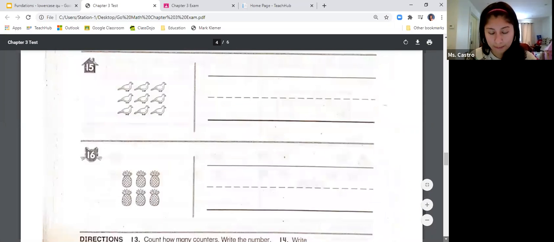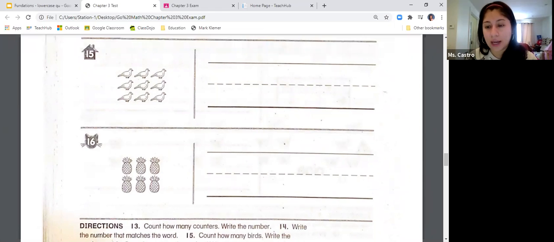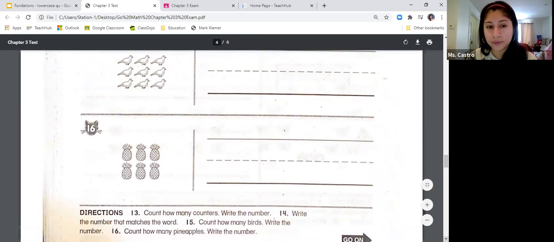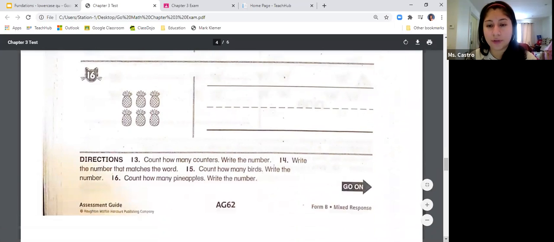Number 16. The pineapples. They would like for you to count the pineapples and then write the number on the line. Okay, so count, label the pineapples, and then write how many pineapples you have on the line.